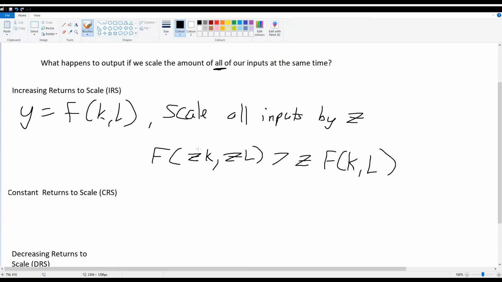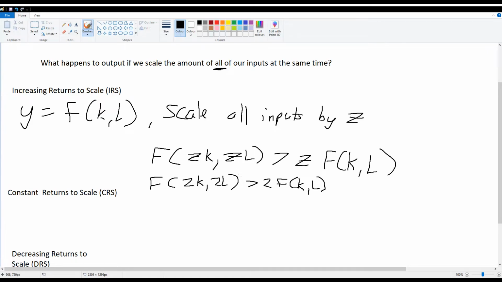Okay, so this is quite daunting. It doesn't normally come too easily to students, and that's okay, but we're going to try and go through it now. So let's use that doubling example again. So say Z is 2. Okay, what this is saying, I'll write it out more explicitly, so maybe it's a bit easier. F(2K, 2L) is greater than 2 times F(K, L).